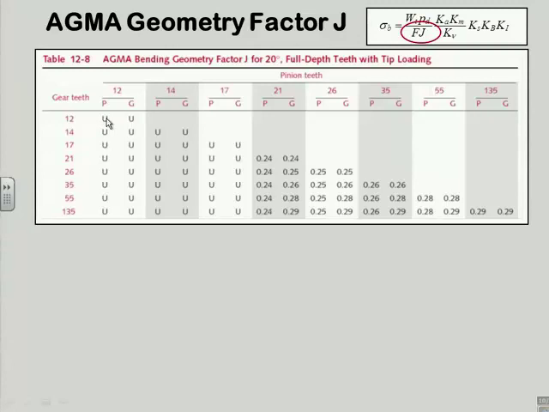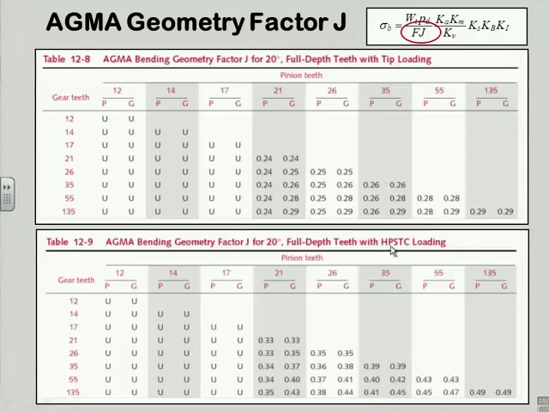So at any rate, I've reproduced a few of them in the book to give you an idea. If you see a U, that means undesirable or unspecified or something like that. In other words, there's too few teeth. I have an interference problem. So they don't recommend that you use fewer than 21 teeth for 20-degree full-depth teeth with tip loading. And this chart right below it is for the highest point of STC loading, single tooth contact loading.